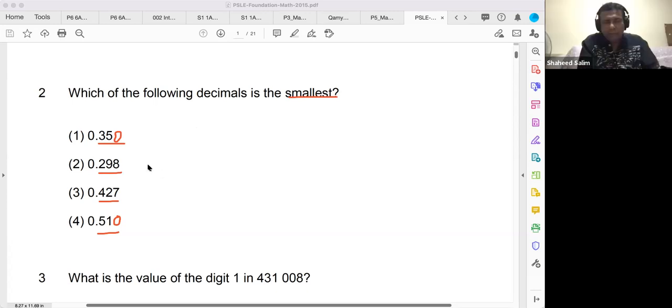So next time you have decimals, make sure all of them have the same number of digits. Okay, then you can compare. All right, so this one, because you got some help here. Try the next one.